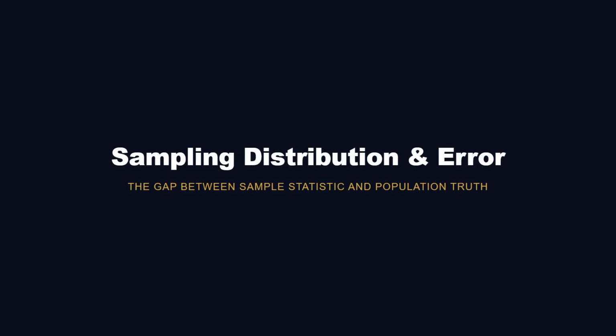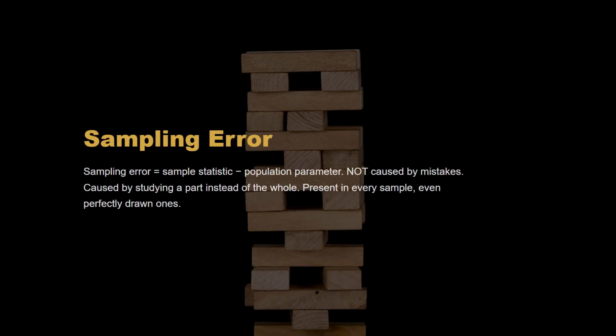Part 2. Sampling distribution and sampling error. The gap between what your sample says and what is actually true. Here is an idea that trips up many candidates. Suppose the true average return of all US stocks is 10%. You draw a random sample of 30 stocks and calculate their average return.